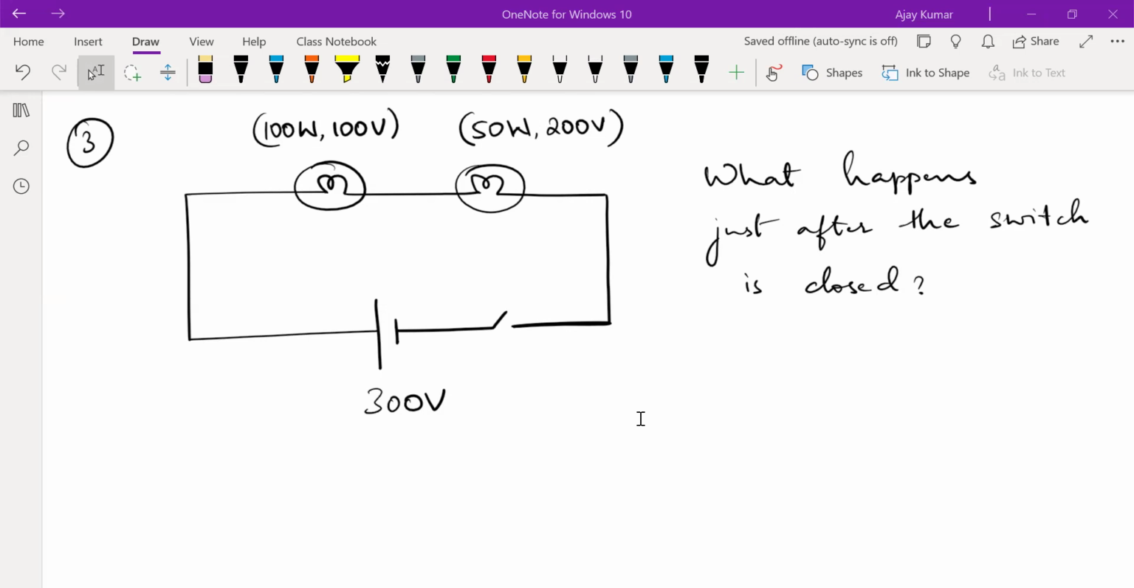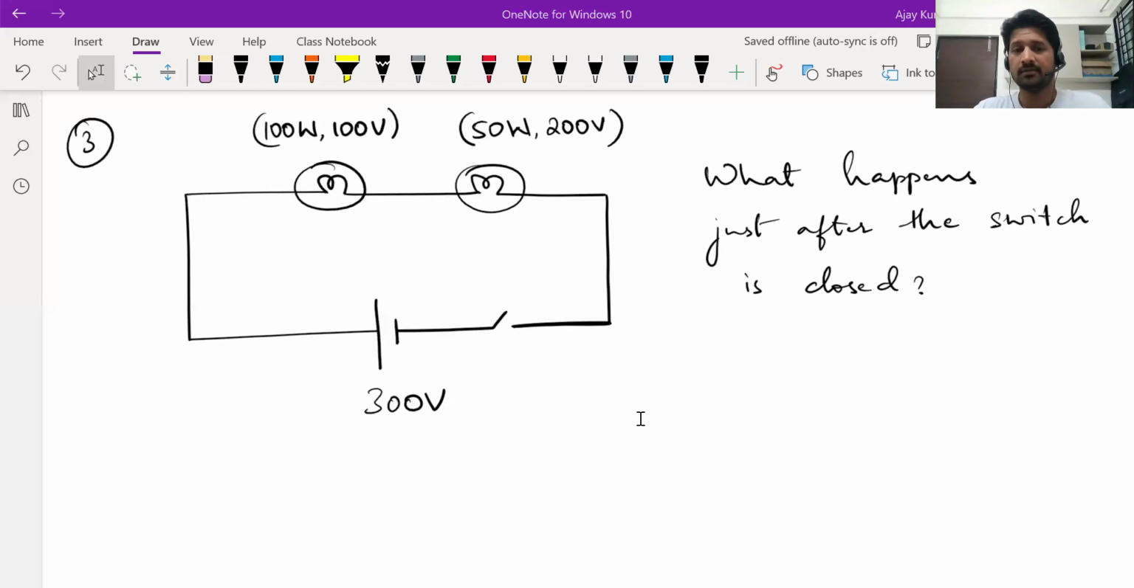The second bulb glows much brighter than the first. How did you conclude that? Like in the last question, I calculated the power.